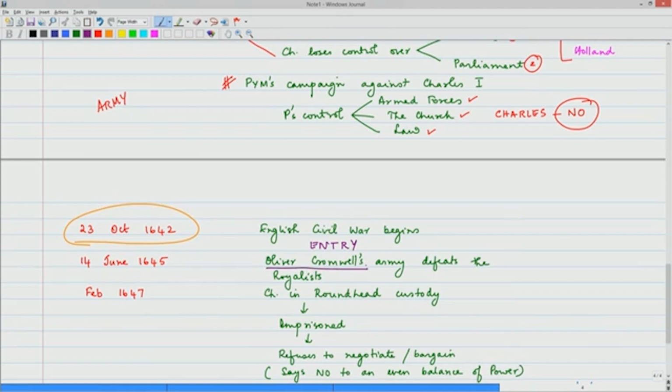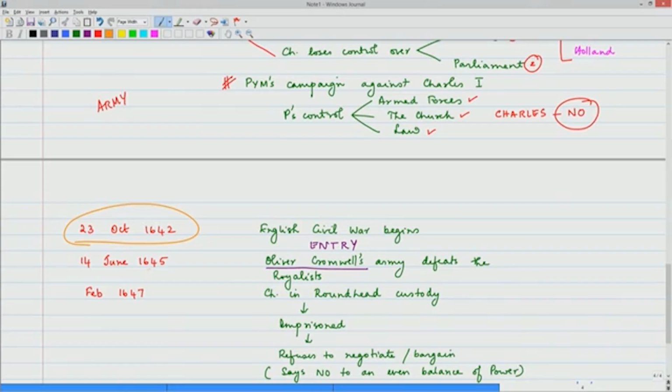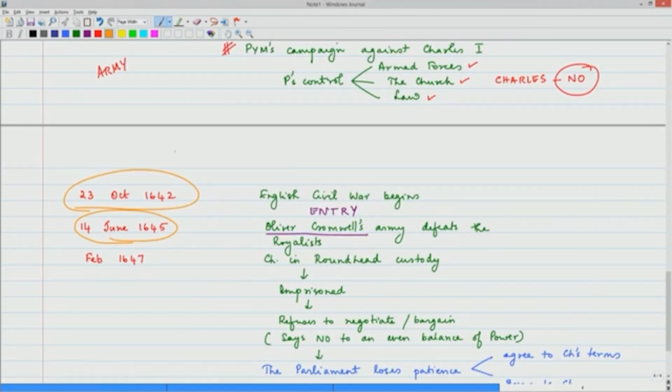Oliver Cromwell was a staunch Puritan. We shall shortly take a look at who he really was and the kind of influence that he had on England. He managed to create a very disciplined army, and within 3 years his army could outwit the Royalist army. So, by 14th June 1645, we find Oliver Cromwell's army defeating the Royalists.